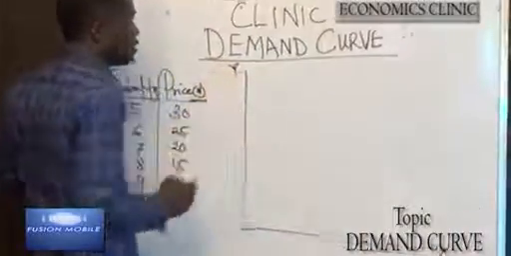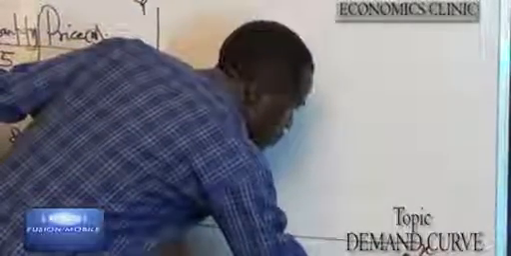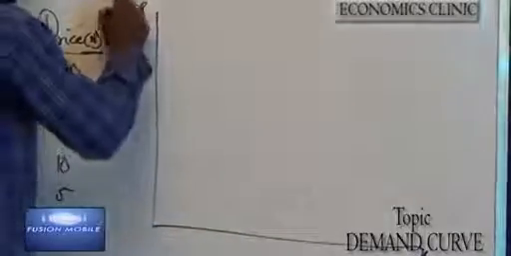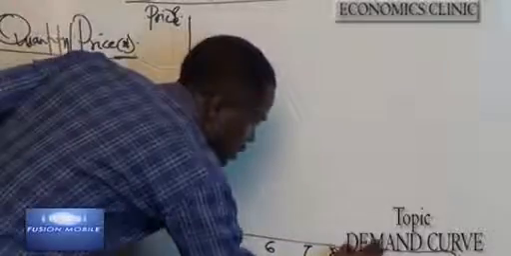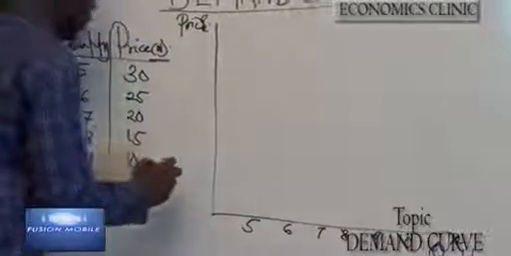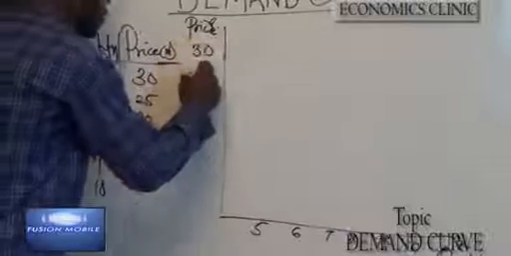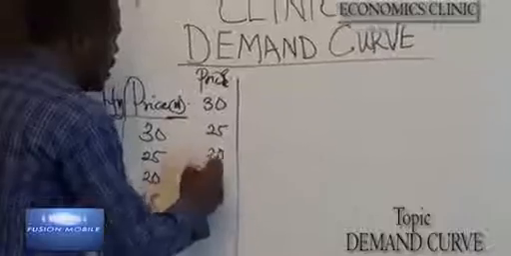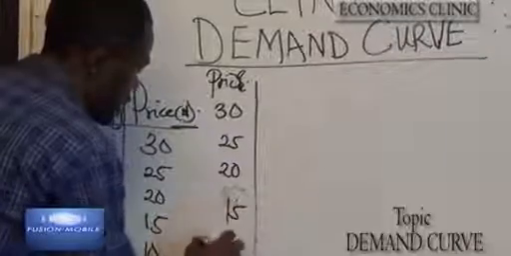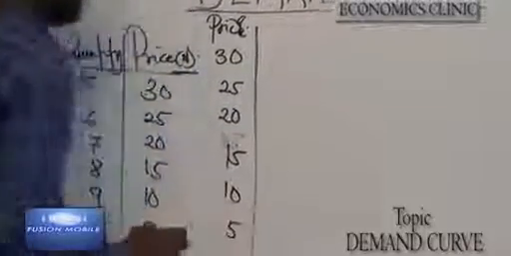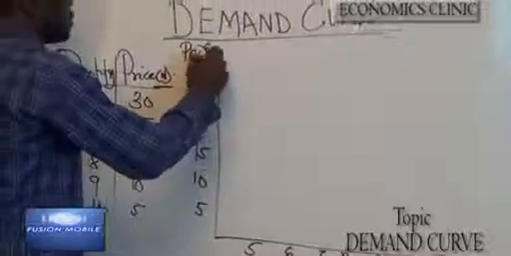We have a graph of x-axis and y-axis, quantity, price, 5, quantity, 6, 7, 8, 9, 10 at 30 naira, 25 naira, 20 naira, 15 naira, 10 naira, and 5 naira, expressed in naira. Please don't forget that.